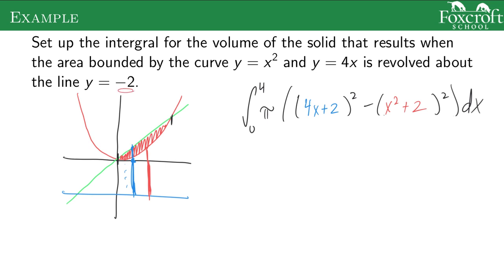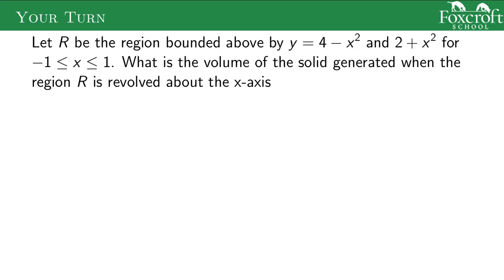So even though it's not rotating around an axis, we still do it the same way, pi r squared for both the bigger and smaller radius. All right, so here's one for you to try on your own. R is the region bounded by y equals 4 minus x squared and y equals 2 plus x squared. What is the volume when it's revolved around the x-axis? Go ahead and pause the video and try this one on your own.